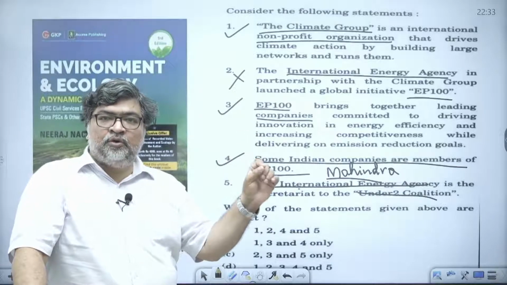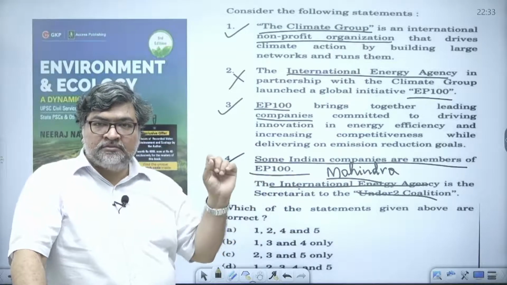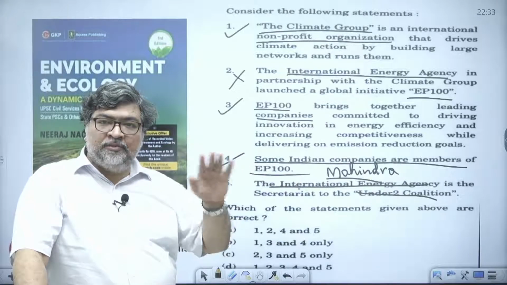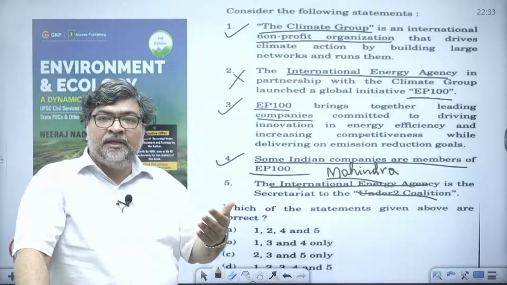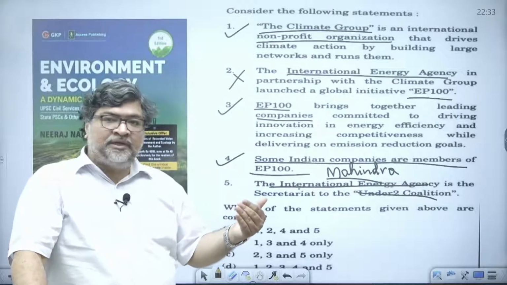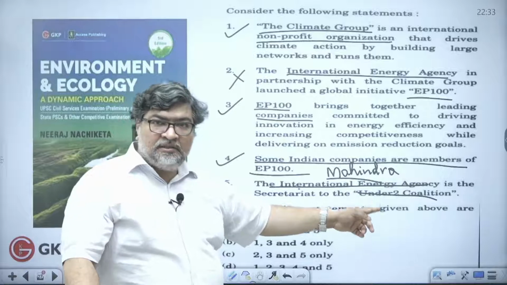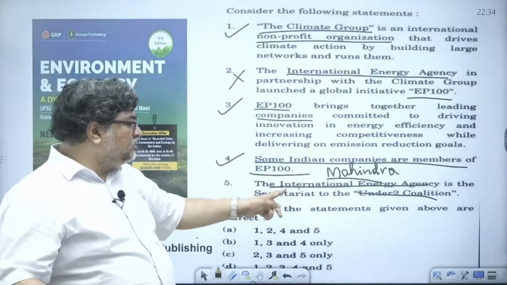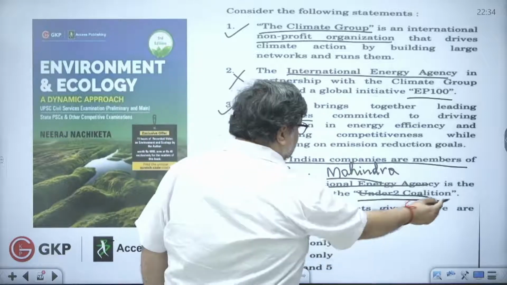Recently, you know that in November 2021, the Glasgow Summit was there, COP26. And the government is trying to limit up to 1.5. There, the companies will support the government in meeting that kind of pledge of cutting down carbon emission. So the IEA, International Energy Agency, is not the secretariat and doesn't look into the Under2 Coalition. That is wrong.